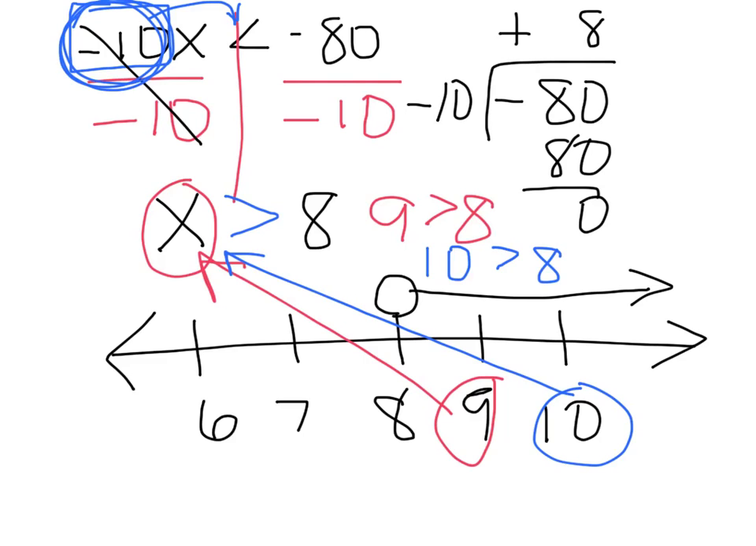You can replace your variable with one of the numbers that's in your arrow space. Let's try, for example, another one where the arrow is not. Let's try 6 in for x. Is 6 greater than 8? It is not. That's why our arrow goes the other direction.